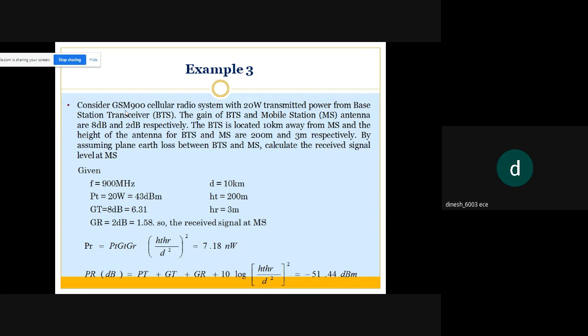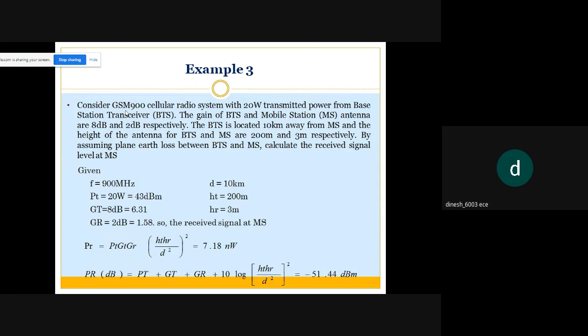So GR is 2 decibels, so write it. Then the receiver is located 10 kilometers away. So the distance between the base station and the mobile is 10 kilometers, so D is equal to 10 kilometers. Make a note of that. Then the base station antenna height is 200 meters, so HT is equal to 200. And HR is 3 meters, so write HR is equal to 3 meters.